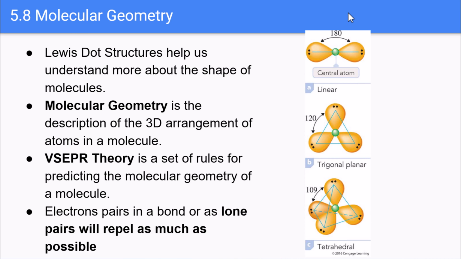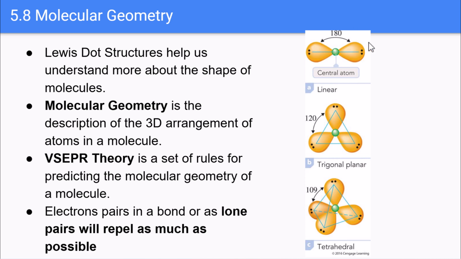And so you can think of atoms and electrons as having a very strong negative charge on the outside, right? Electrons are going to be negatively charged. Atoms are going to have negative charges on the outside of them. So things with similar charges are going to want to repel one another, right? They're going to want to push each other apart as much as possible. And so this helps us understand how molecules take shape in 3-dimensional spaces.